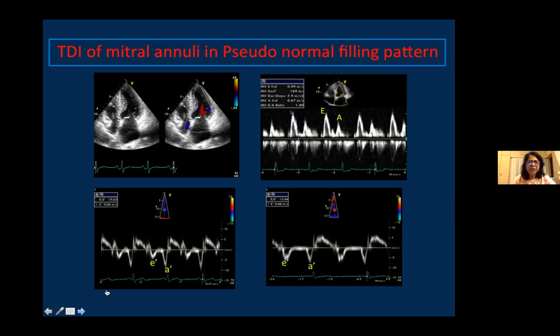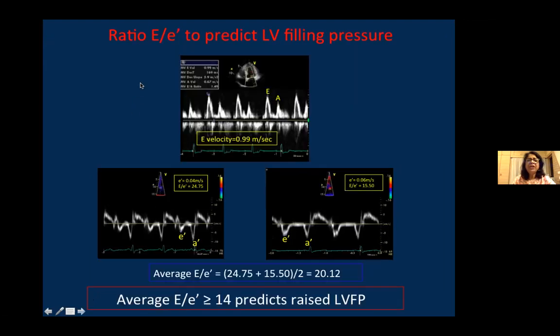Now, when I talk to you about the tissue Doppler imaging, I must mention a very important value called the ratio of E by E prime. This value is important because it predicts the LV filling pressure. Now let us see how we do that.